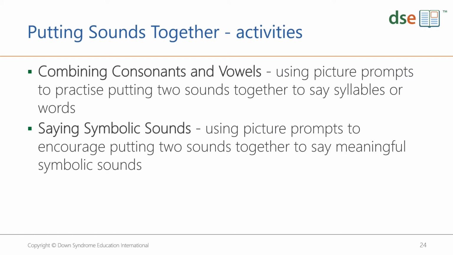So in putting sounds together there are two activities. One is combining consonants and vowels for words that we've identified, like key and p, and there are not a huge number of actual words that are only two-sound words, and we've pulled out the ones that are early words for children. So combining consonants and vowels, and then the other activity is the symbolic sounds like moo and baa, which are also, of course, two sounds together. So picture prompts to practice this combining sounds.